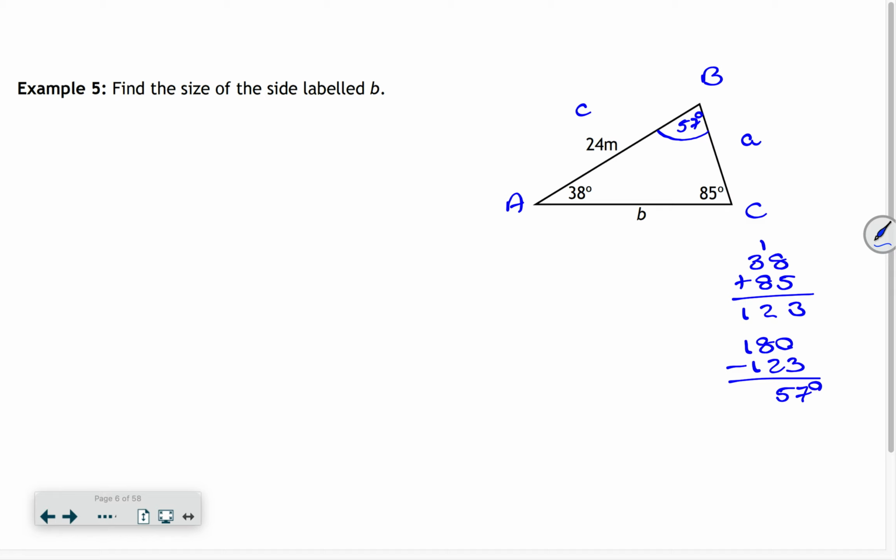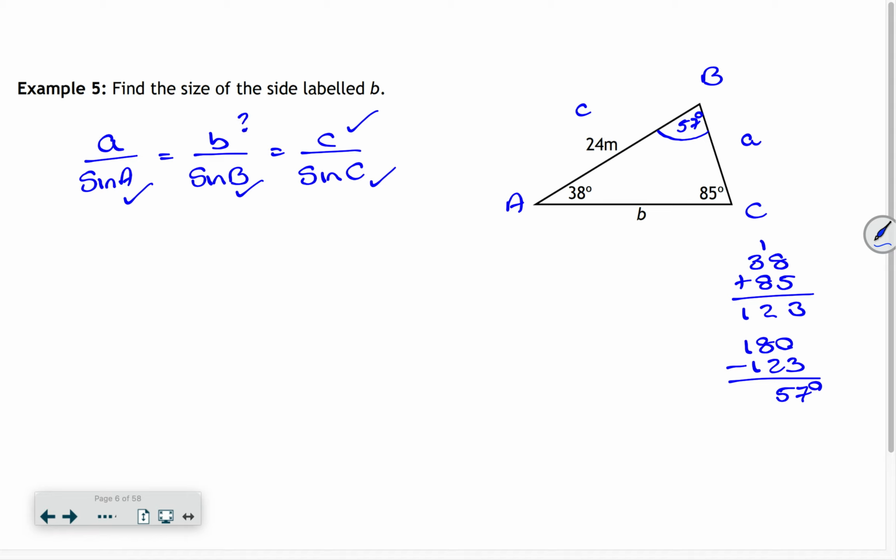Okay, so let's go ahead and write down the sine rule. So the sine rule says that a over sine A is equal to b over sine B is equal to c over sine C. So let's tick off what we know. Well, I know what side C is. I also know what angle C is. I know what angle B is. I know what angle A is. And I want to work out the size of side B. So I'll put my question mark here. So that's what I want.